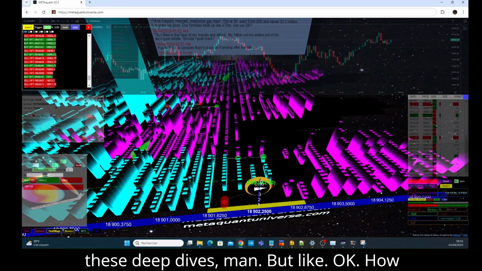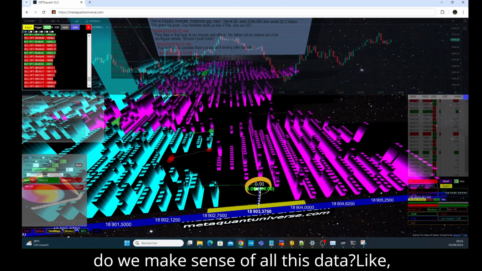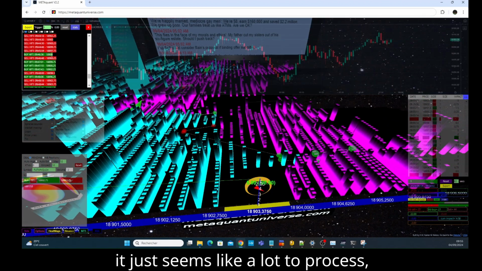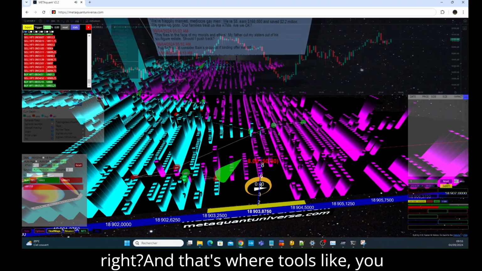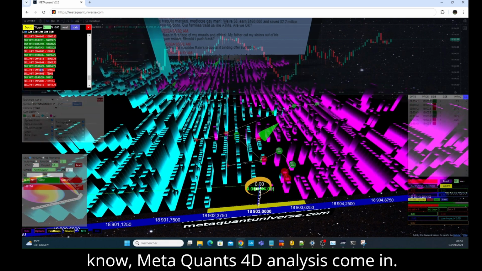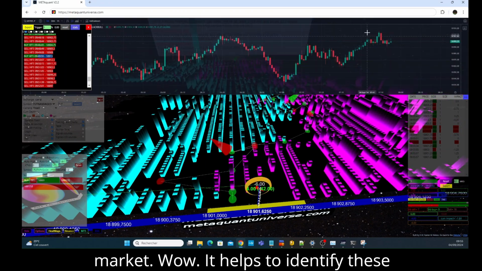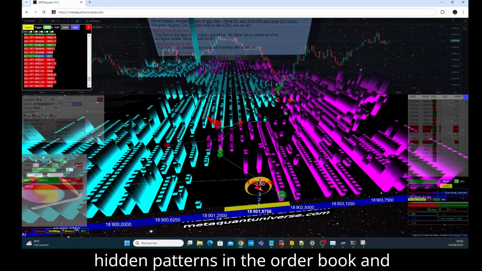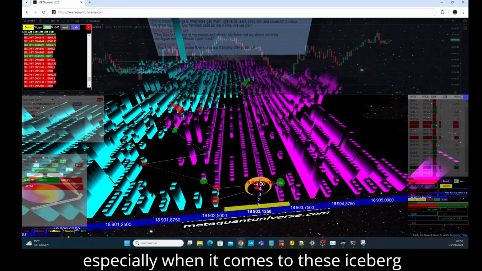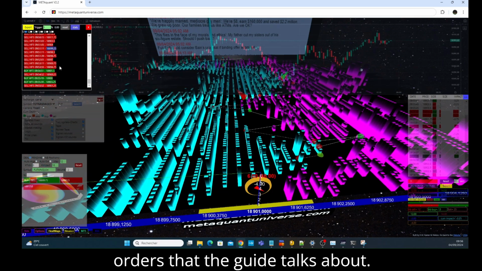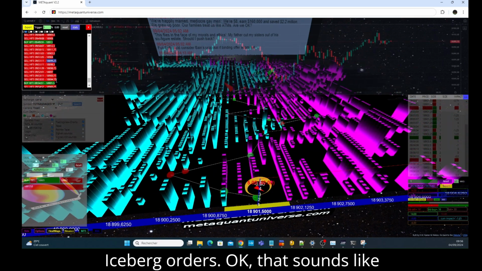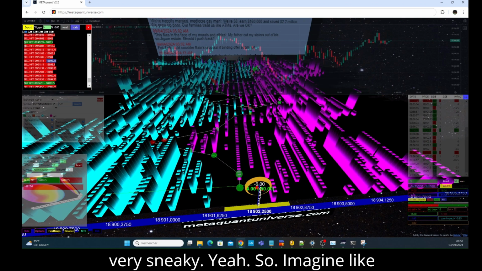But okay, how do we make sense of all this data? It just seems like a lot to process. Right. And that's where tools like MetaQuant's 4D analysis come in. This is like having X-ray vision into the market. Whoa. It helps to identify these hidden patterns in the order book, especially when it comes to these iceberg orders that the guide talks about. Iceberg orders? Okay, that sounds very sneaky.